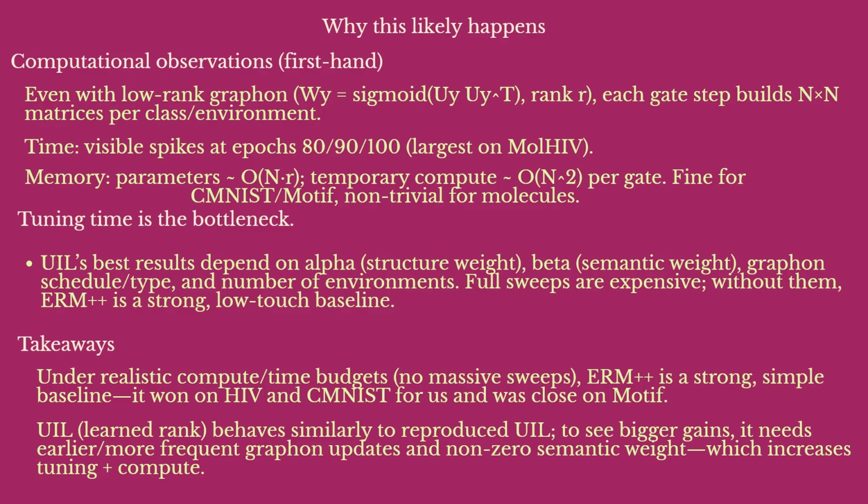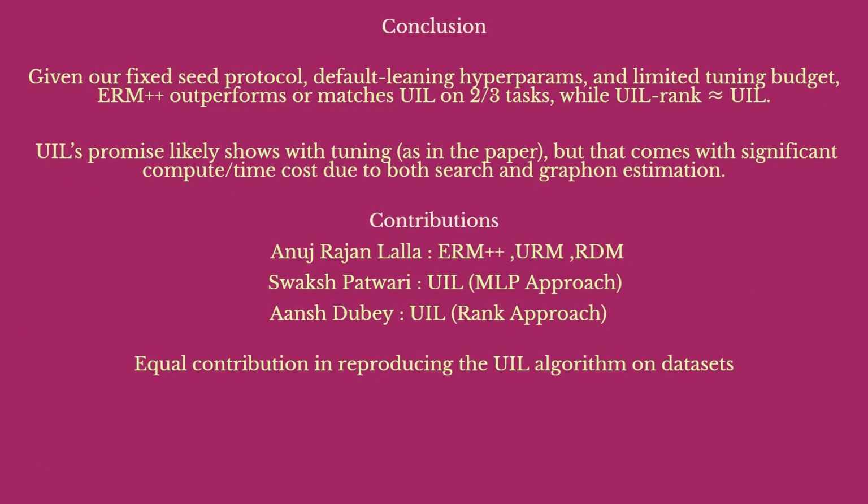The tuning is the bottleneck. Best UIL results hinge on alpha, which is structural, beta, which is semantic, and other variables, and full sweeps are very costly. Under realistic budgets, that is, no massive sweeps, ERM++ is a strong, simple baseline which won on HIV and CMNIST and was close on Motif. UIL-learned rank is almost equal to reproduced UIL. Bigger gains need earlier or more frequent graphon updates, and non-zero semantic weight means more tuning plus compute. This is all from our side. Thank you so much.